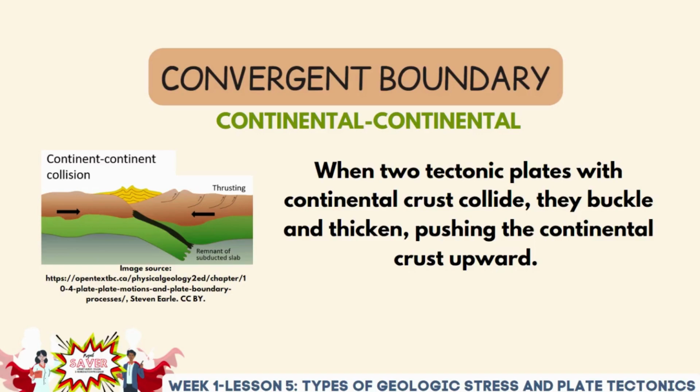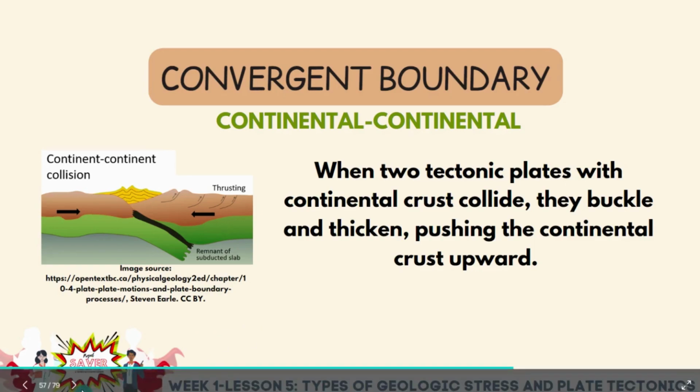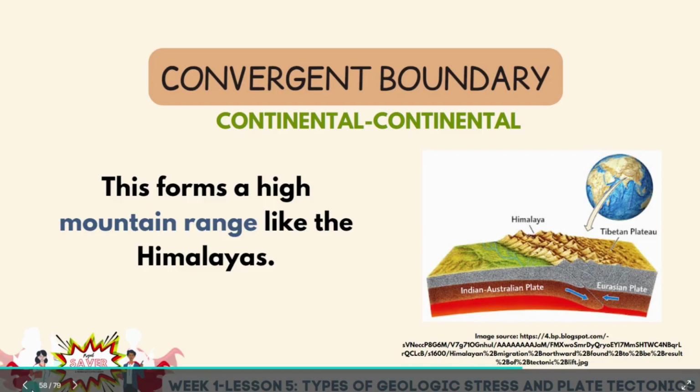The last type of convergent boundary is the continental plate to continental plate convergence. This happens when two tectonic plates with continental crust collide. They buckle and thicken, pushing the continental crust upward. Dito naman, dalawang continental plates naman ang nagbabanggaan. Ano kaya mangyayari kapag dalawang continental plates ang magbabanggaan?